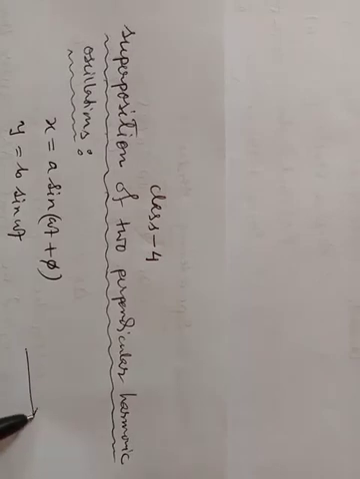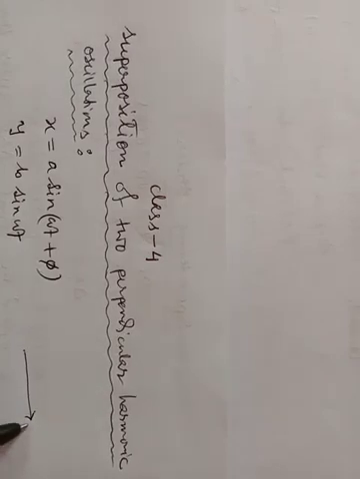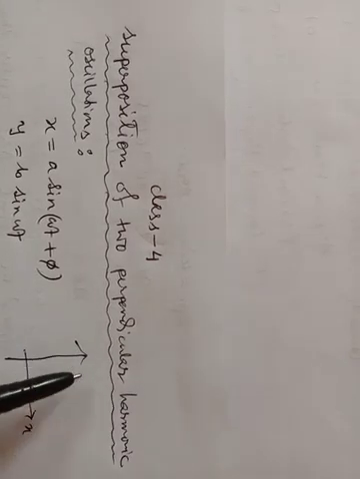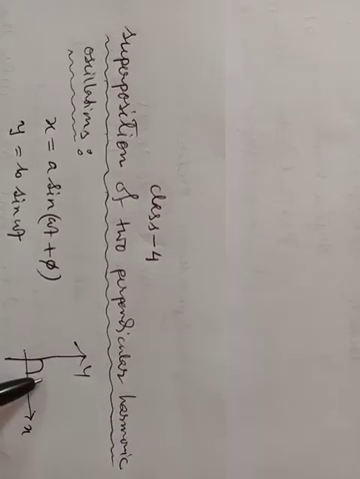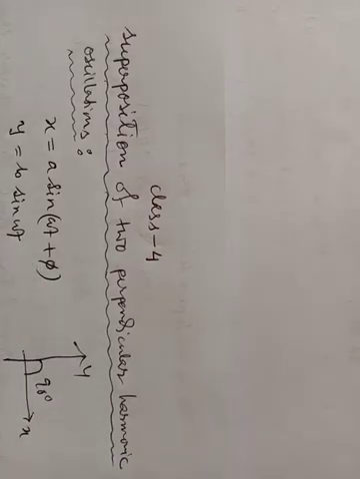So a is the amplitude of the harmonic oscillation represented by x, and b is that represented by y, and the frequency is the same, ω. φ is the phase difference between the two waves. Suppose x is propagating in this direction and y is propagating in this direction. So this angle is 90 degrees. That is, the angle between the two waves is 90 degrees, but having phase difference φ.